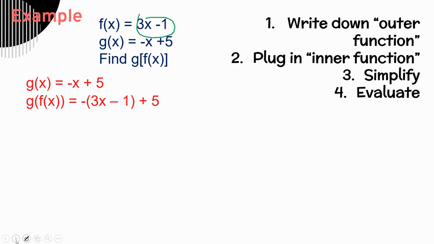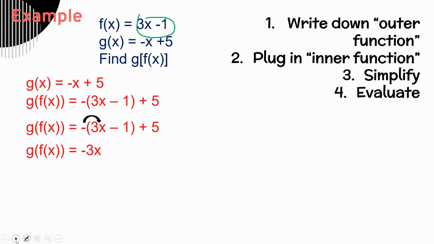Oh, there's your steps. So remember to distribute your negative sign. So we got negative 3x plus our 1 because a negative times negative equals a positive, plus 5. Now I can simplify by combining like terms.